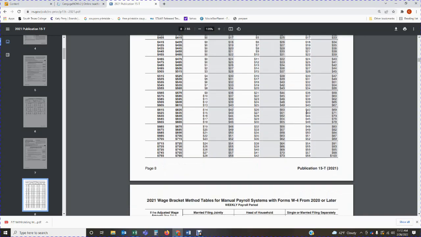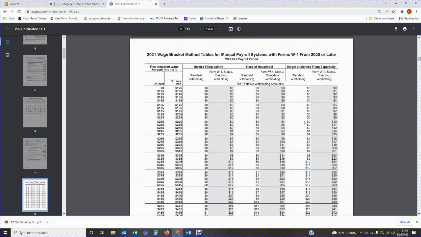We're going to locate that bracket. Be very careful, and look at the dollar amount. It says at least, but less than. A common question I get is, if I've got $165, do I use the first line or the second line?